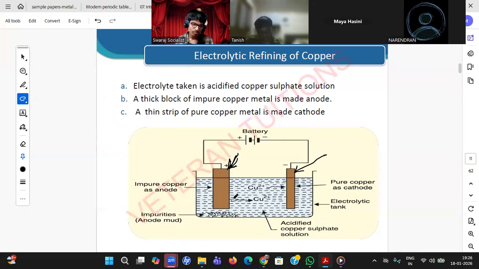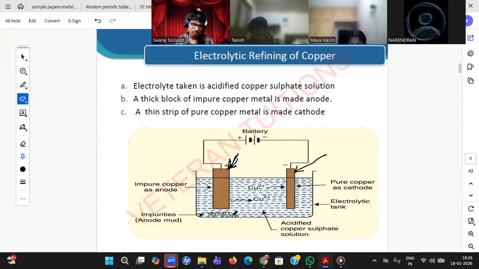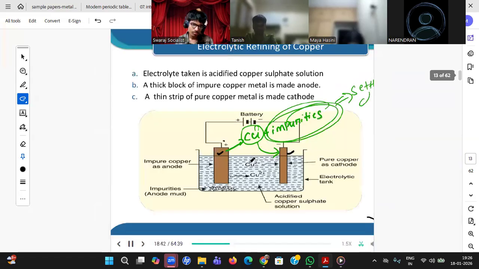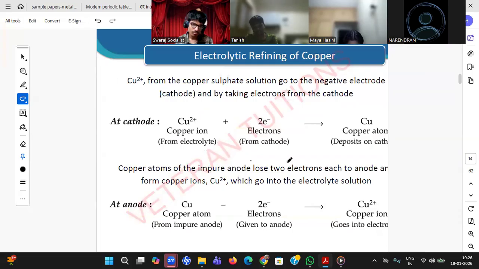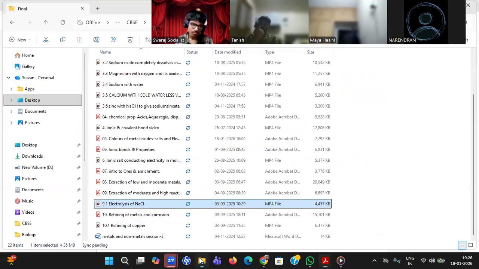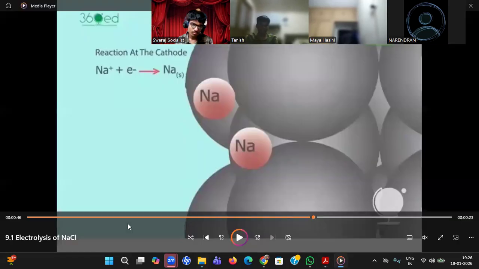So there are three coppers here: impure copper, which you want to refine; pure copper, which is thin, which you have bought from the market; and acidified copper sulfate solution. The liquid itself is copper sulfate here. Three things are there. Now you connect with a battery like this. Students, let us see what has happened here. Refining of copper.